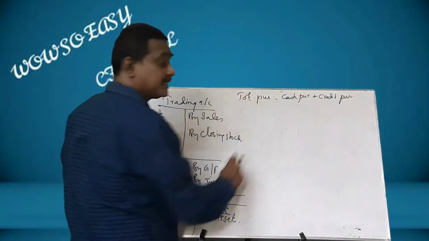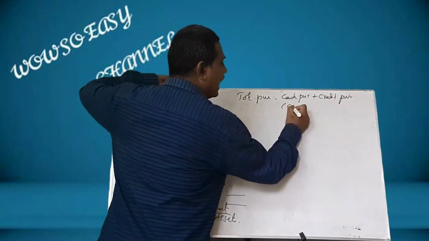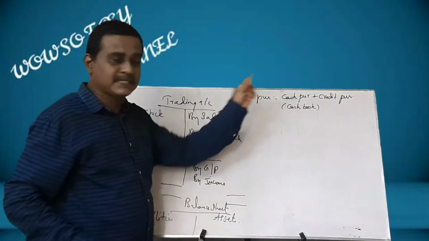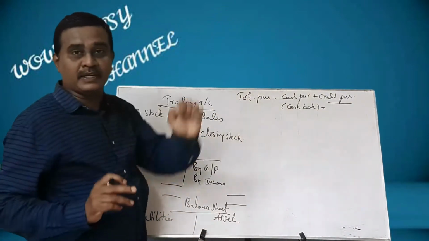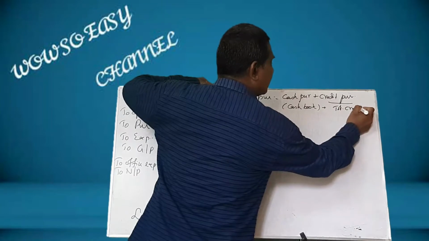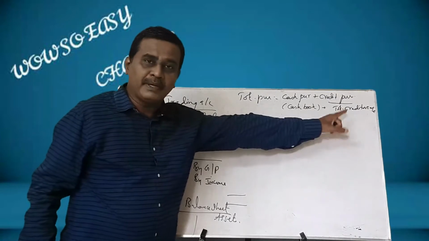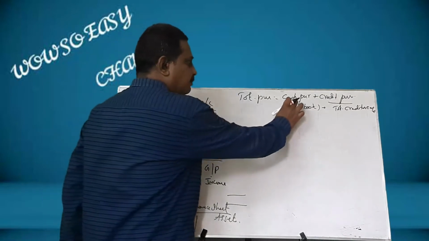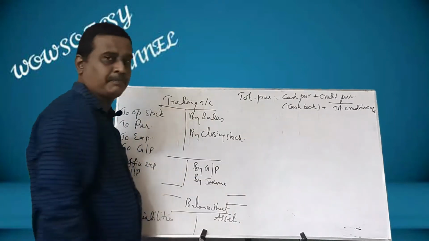And cash purchases can be had. We can get cash purchases when we go to cash book. If you go to the cash book, you can see cash purchases. And credit purchases, you have to prepare account, that is total creditors account. Remember, when you prepare total creditors account, you will get credit purchases. When cash purchases and credit purchases are summed up or added, we get total purchases.